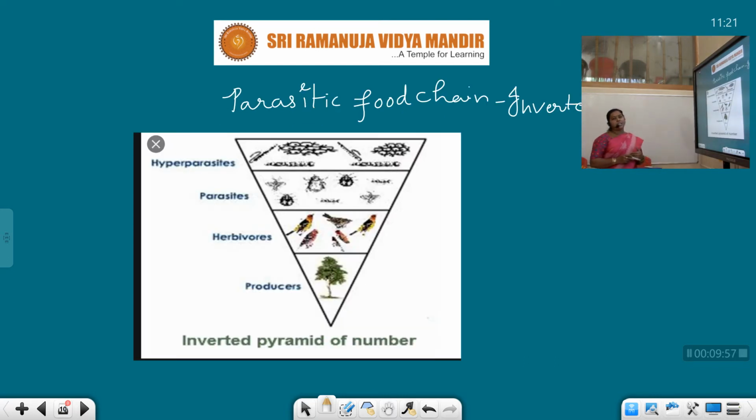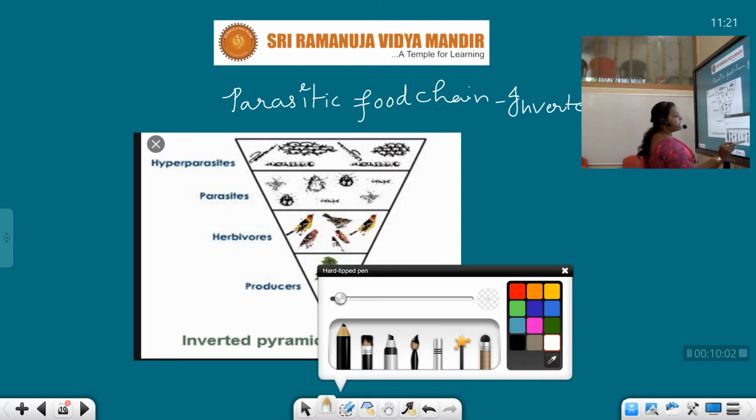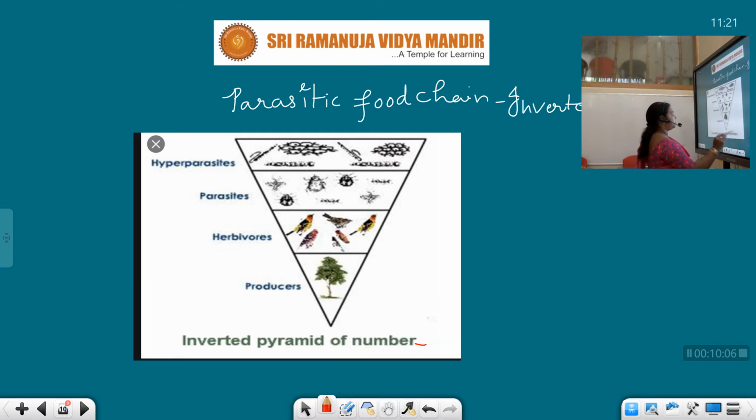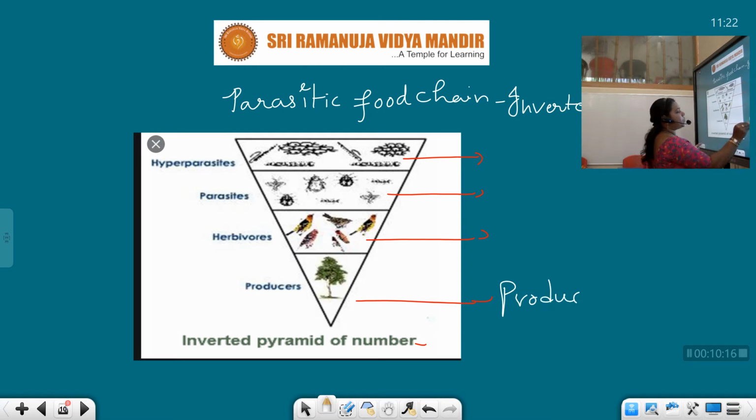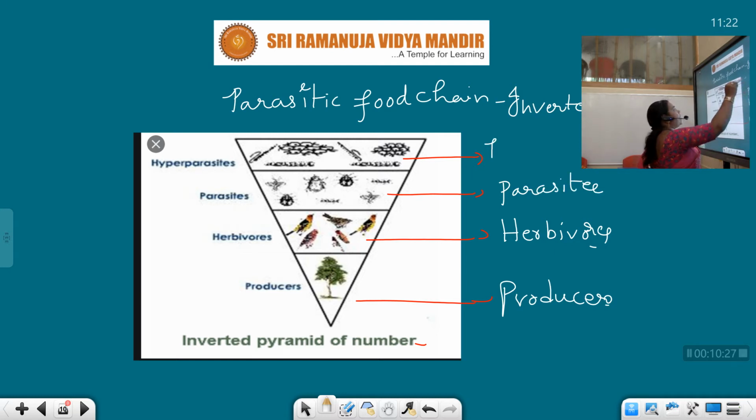Next, parasitic food chain, inverted. So it is for another food chain, students. Parasitic food chain. Here, the bottom level is producers, then herbivores. Next to this, parasites and hyperparasites.